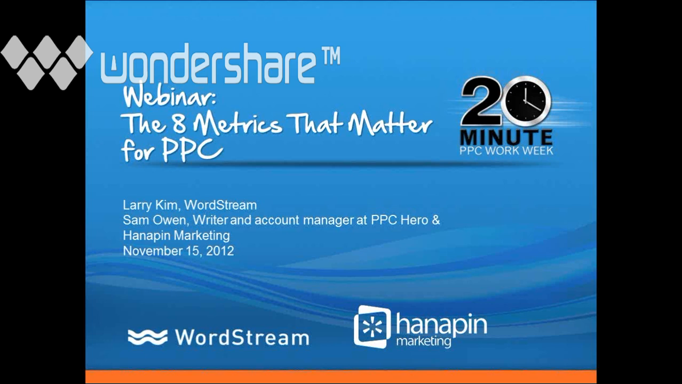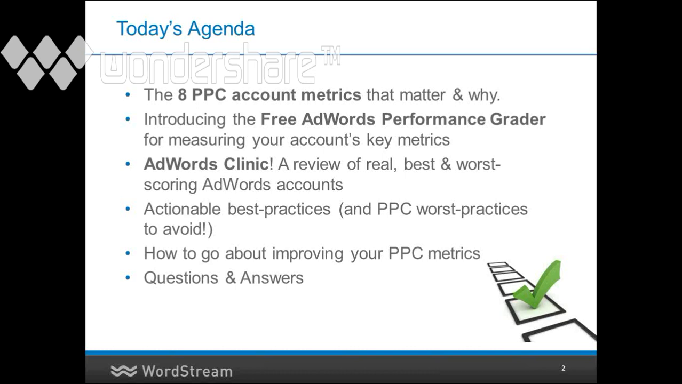Basically, I'm joined by Sam Owen from Hanapin Marketing, which is the owner and operator of PPC Hero. So we've got a fantastic agenda prepared for you today. This webinar is on the 8 PPC account metrics that matter and why we believe that to be the case. In order to make the case for these 8 metrics, we'll be introducing some data and some statistics from something called the AdWords Performance Grader, which is a really cool AdWords account audit tool for measuring the performance of your accounts.